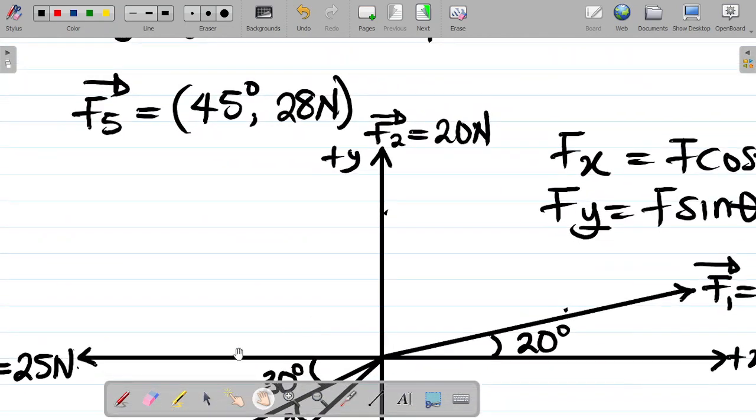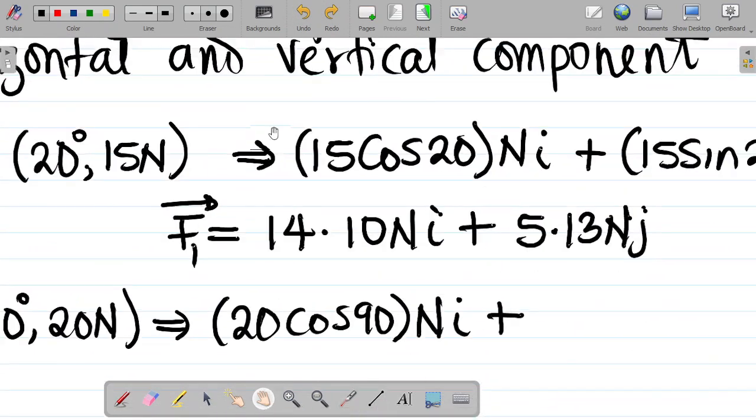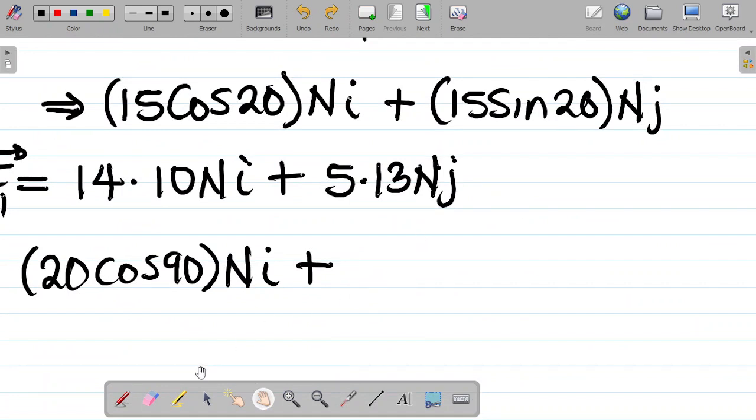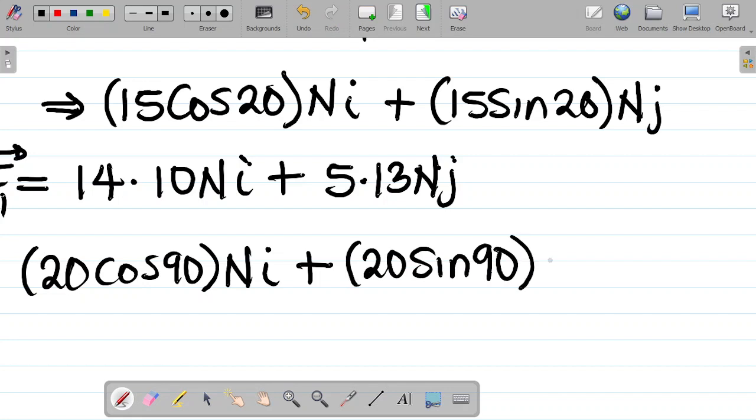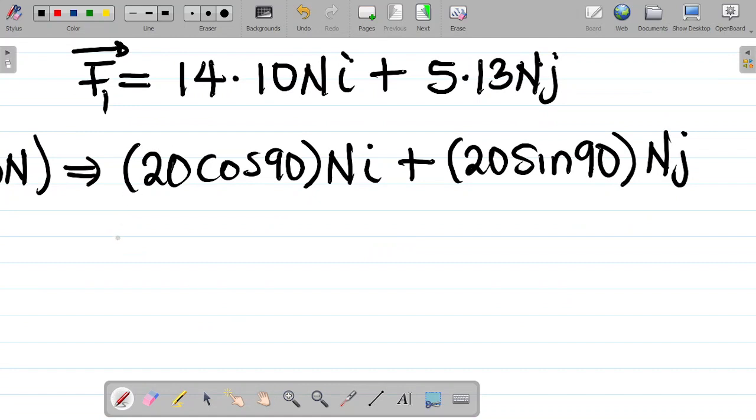Plus, let's get the vertical axis. For the vertical axis again, observe that this is actually on the positive y-axis, so it becomes positive for sign convention. Positive F2, and since I'm resolving vertically, it becomes what there? Sine of the angle. The angle given there is what? 90 degrees. So it becomes F2 sine 90. Alright, let's write that down. What's the value of F2? F2 is given as 20. So it becomes 20 sine 90 Newton J. Alright, J because I'm resolving to the Y-axis or the vertical axis.